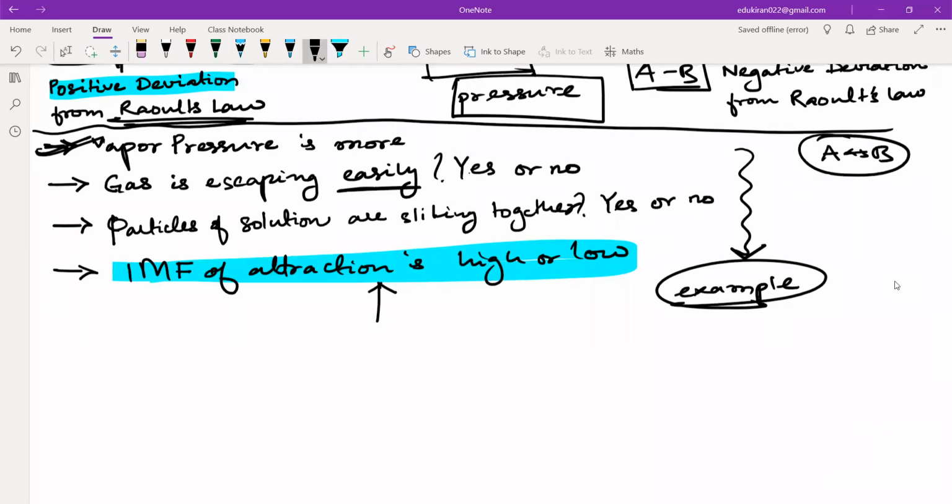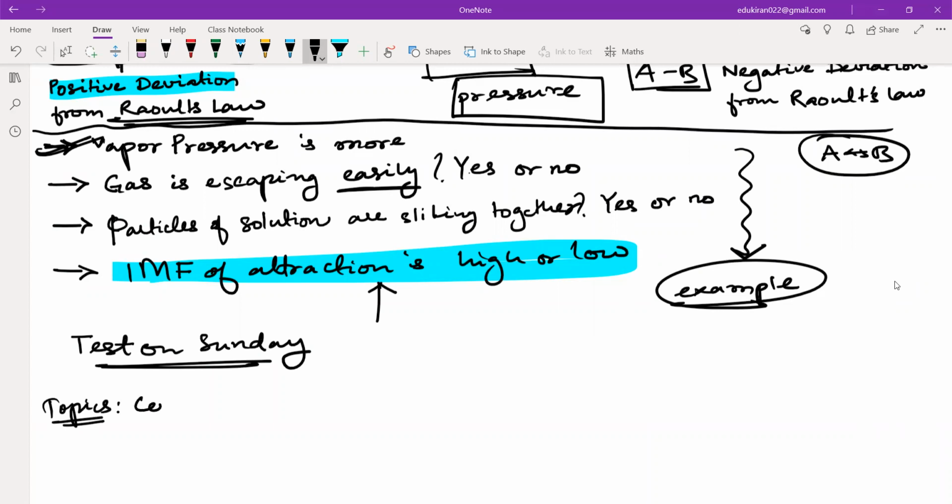Okay, fine. So there will be again a test on Sunday. Hopefully Sunday, because many people gave it on Monday, I hope that situation doesn't arise. There will be a test on Sunday. The topics we will have: whether we say it or not, in the solution chapter, questions from concentration terms will definitely come. Even if concentration term is not mentioned in the topic, please remember questions from concentration will definitely come.